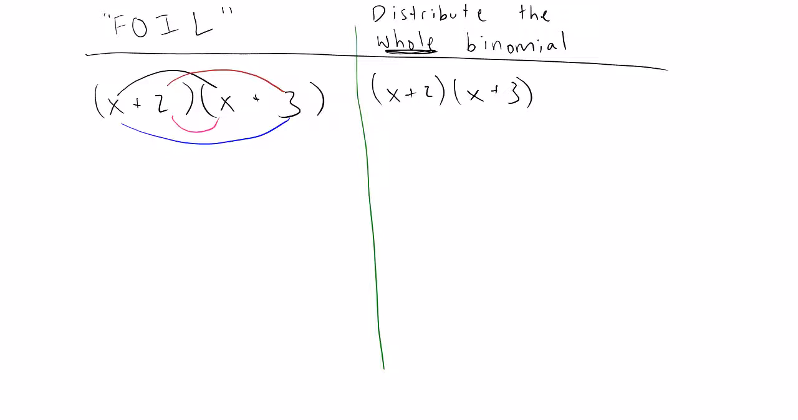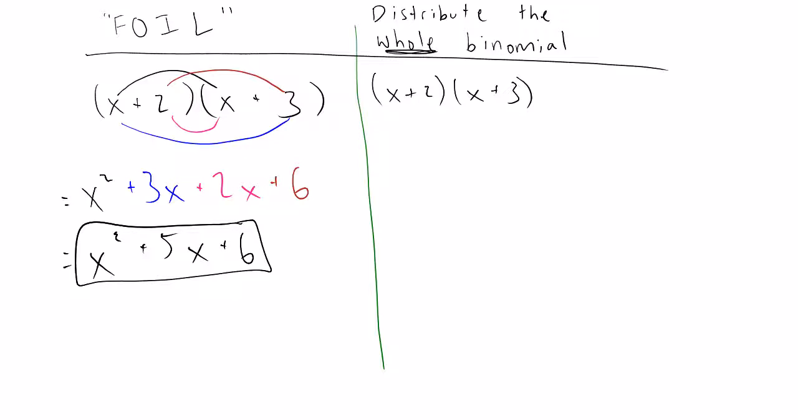So in the black line, we have x times x. That's going to get us x squared. Then we have outer. That's what the O stands for. That's the blue x times 3. That's going to give a positive 3x. And then inner, that's 2 times x, which is going to get us a positive 2x. And finally, we have last, 2 times 3, that's plus 6. So what do we get? We get x squared plus 5x plus 6.